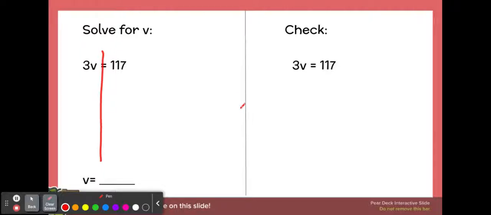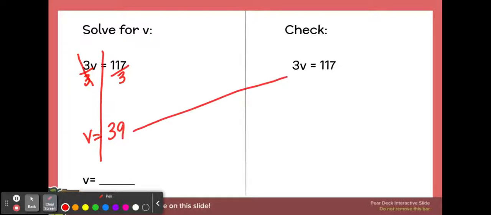Okay. So if I want to do the opposite operation to get v by itself, instead of multiplying by 3, I'm going to divide by 3. And I can show that with a little division line like that. 3 divided by 3 would be 1, and 1 times v is just v, so it cancels itself out. I'm left with just v on the left side, and then 117 divided by 3, which gives me 39.